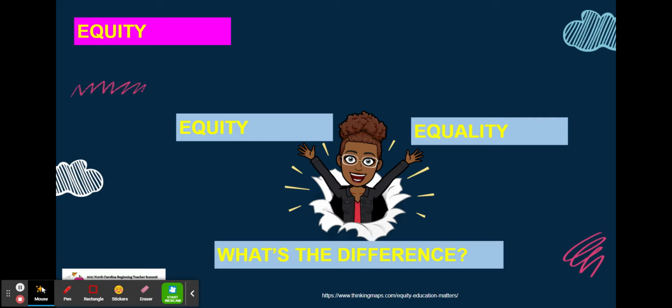So while equality means treating every student the same, equity means making sure every student has the support they need to be successful. Okay, so equity in education requires putting systems in place to ensure that every child has an equal chance for success. And so this is where differentiation comes in.